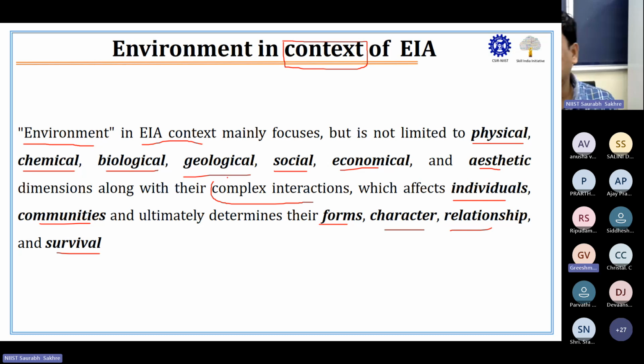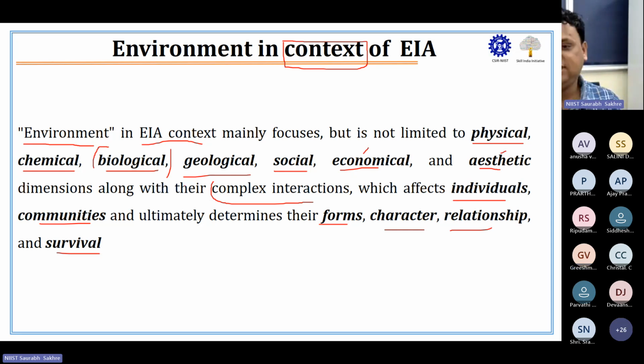First is the physical environment, like our land, trees and all. Then the chemical environment, what all chemicals you have released. Apart from chemicals, there will be some microbial ecology present everywhere, in soil, trees, even on our bodies. That is biological. Then beneath that land, after 60 centimeters, the geology also comes into the picture. Geology, plus people will be living on the land, social, plus they will be doing some jobs. And if you are doing some developmental activity, their jobs may get affected. So economic, right? And overall, how it looks, that is aesthetic.